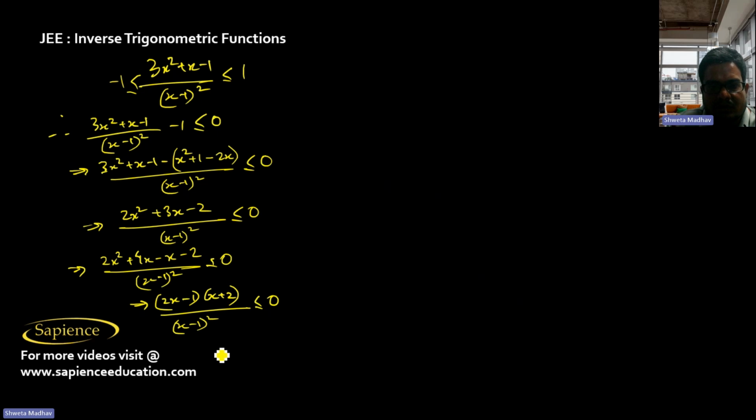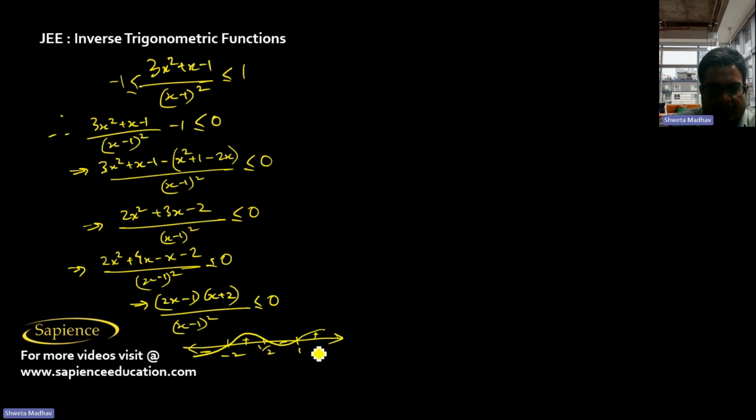So if we draw the number line, this is minus 2, this is half, this is 1. So if you take some value which is more than 1, suppose 2, then it will be greater than 0. So positive, negative, positive, negative, positive.